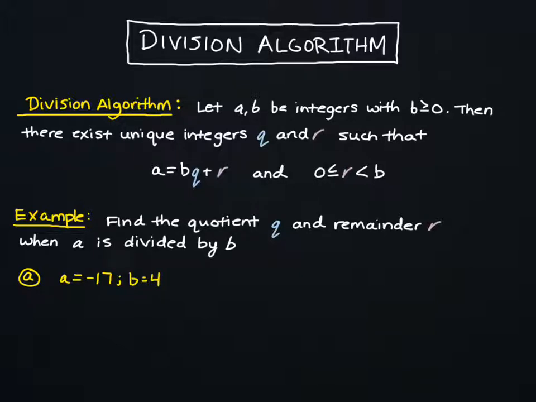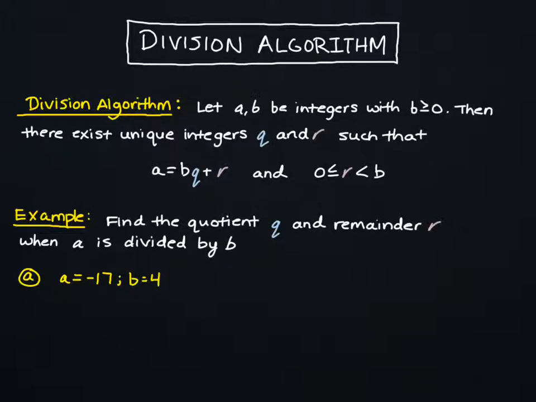So the division algorithm states that if we are given two integers a and b, where b is required to be greater than or equal to 0, then there exist unique integers q and r such that a is equal to b times q plus r, and this extra requirement that r is greater than or equal to 0, but still strictly less than b.